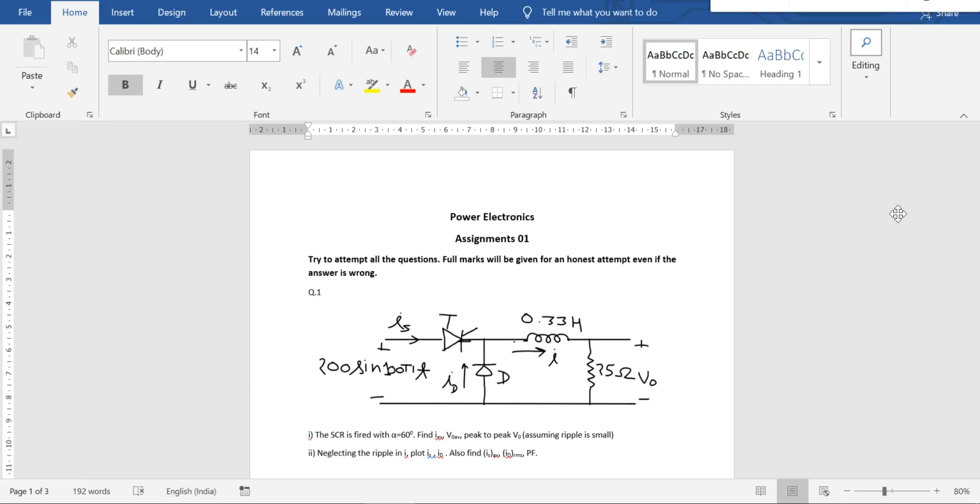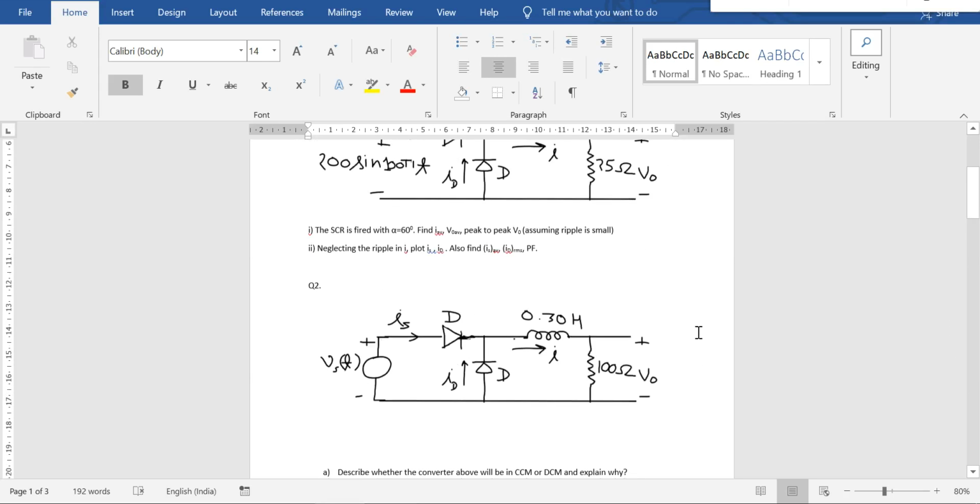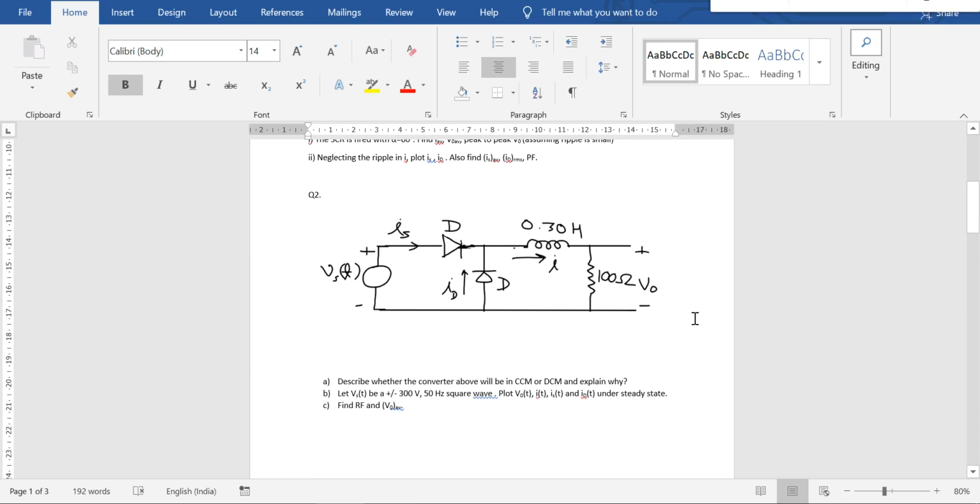Now let's see question number 2 of assignment number 1. In question number 2 there are 3 parts. In the first part you need to explain whether the given circuit will be in continuous conduction mode or discontinuous conduction mode and the reason for that.